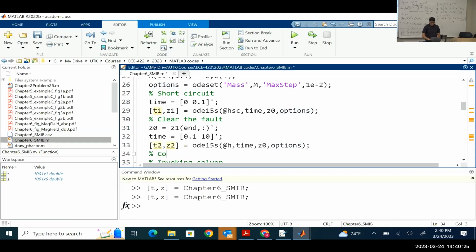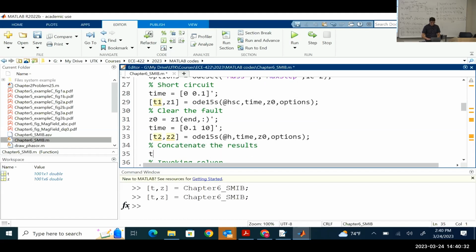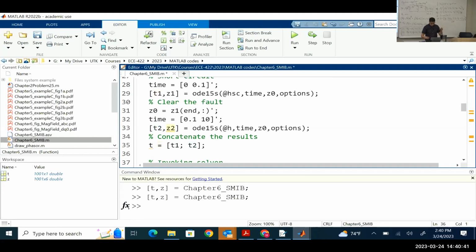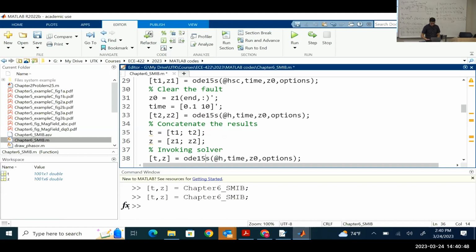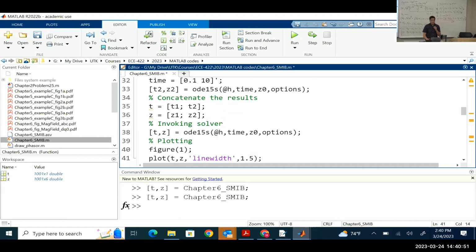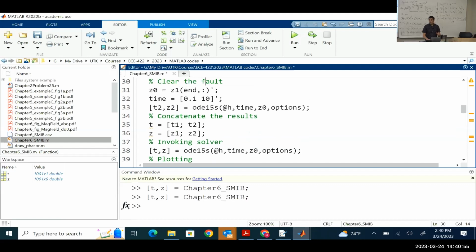When we are done with this, we do the same thing that we did before. We're going to concatenate the result. So the time is going to be T1 and T2. We're going to put the time in order, of course, and then the variable is going to be C1 and C2. And then we will plot. You with me? Were you able to make these changes? And we simulate.